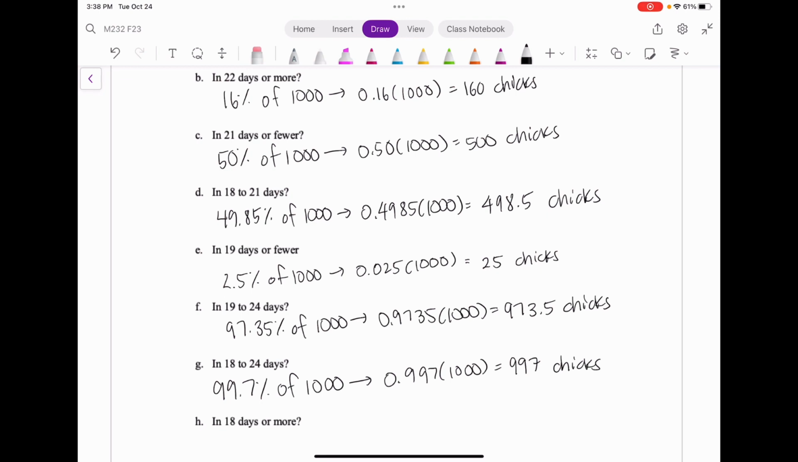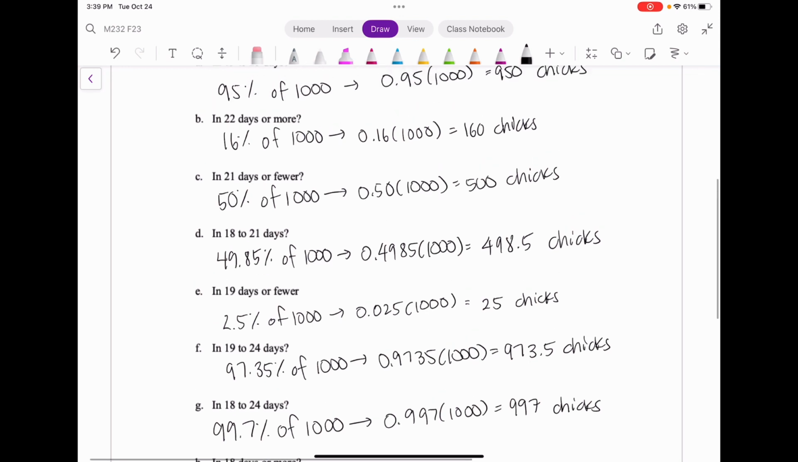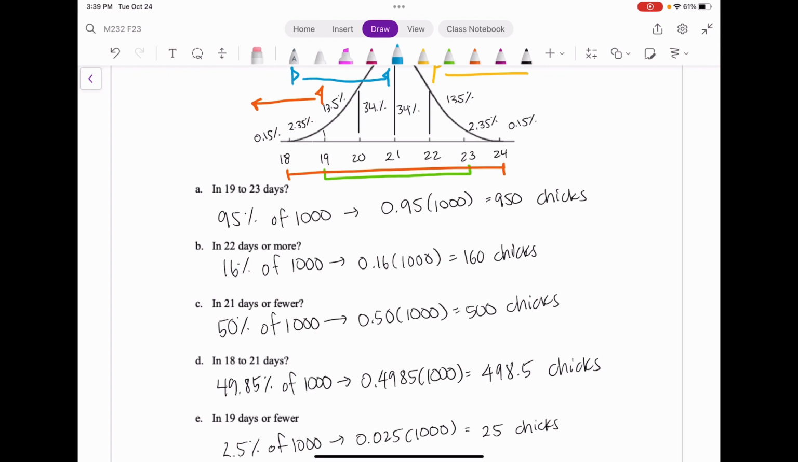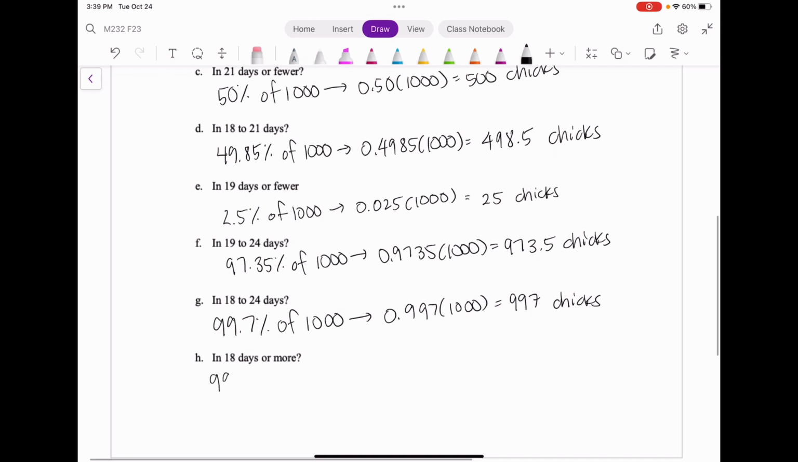And then our last question is 18 days or more. So not just 18 to 24, but 18 and higher. So it's off by just a small amount. 18 or higher starts at this value and goes all the way to the right, which means it's everything but that 0.15%. Add 2.35, 13.5, 34, 34, 13.5, 2.35, and 0.15, and we get 99.85% of 1,000. Turn that into a decimal, multiply it by 1,000, I get 998.5 chicks. That's it for this assignment.